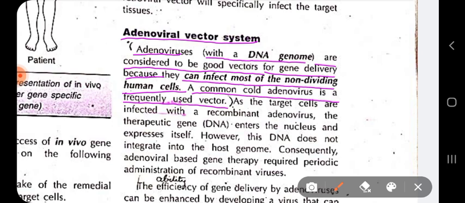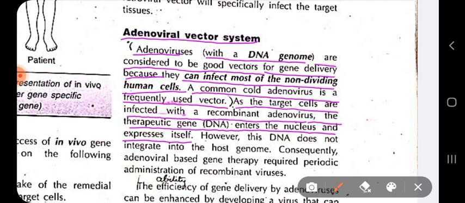Now it is saying how they work. As the target cells are infected with recombinant adenovirus, the therapeutic gene enters the nucleus, and there it expresses within the genome of the target cell. So when the target cells are infected with recombinant adenovirus, it is observed that the therapeutic gene gets properly integrated within the nucleus, and there it is expressing itself by the recombination process as well.